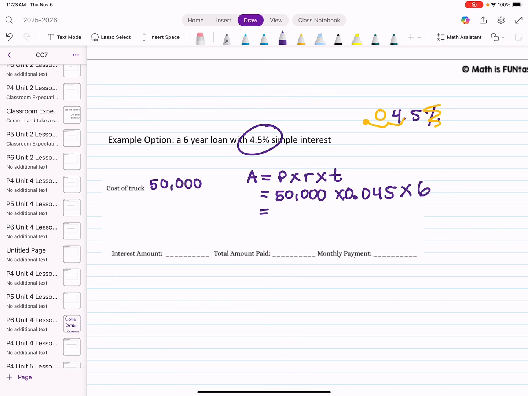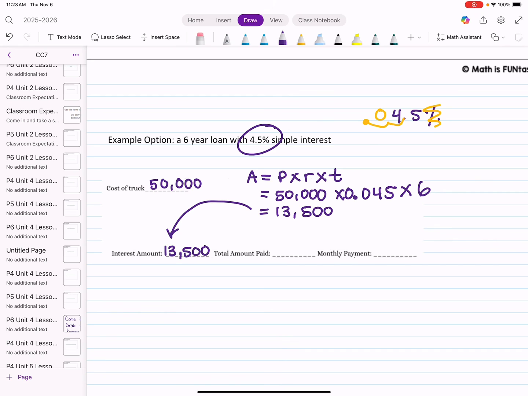I would go ahead and put that into the calculator. So let me see. I'm going to get 50,000 times 0.045 times 6. If I put that into my calculator, I get 13,500. So what I just found right now is the interest amount. So here I put 13,500.